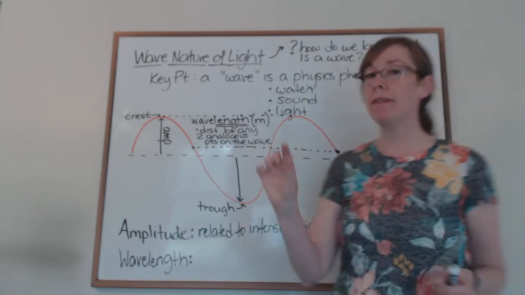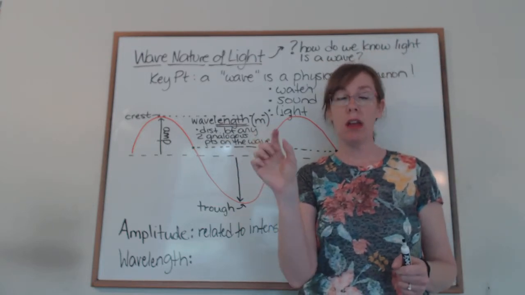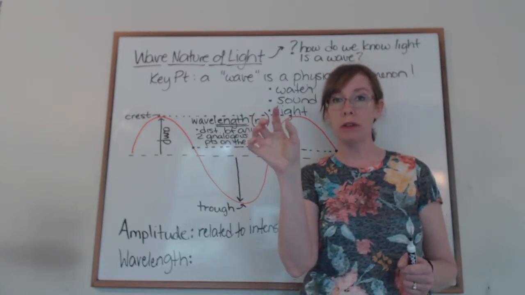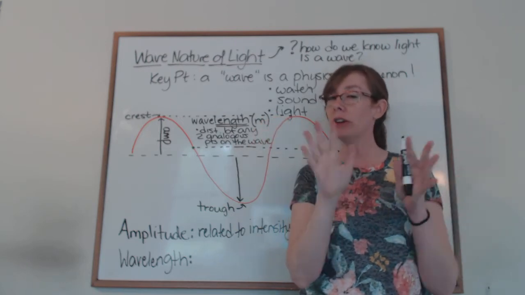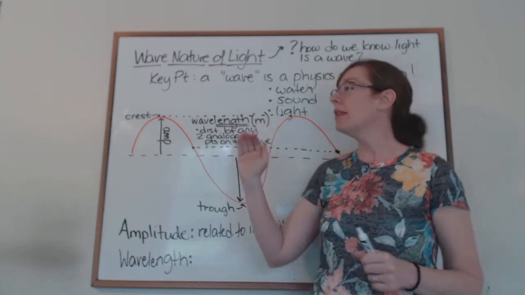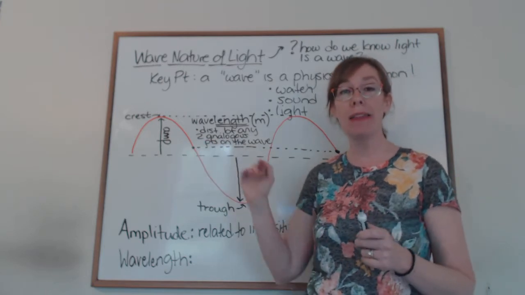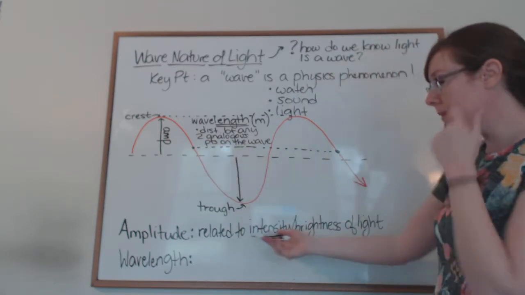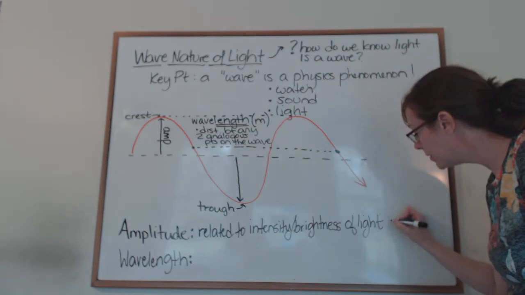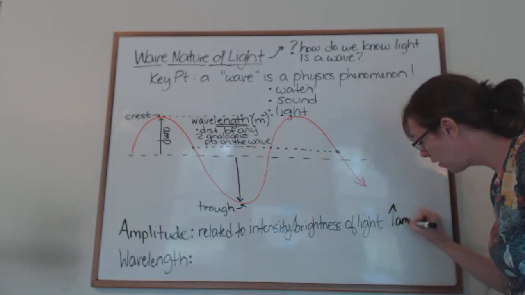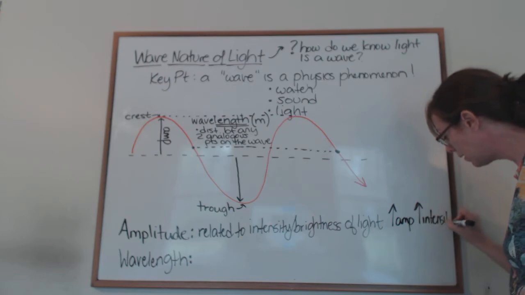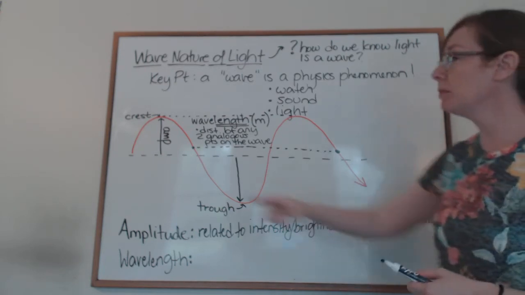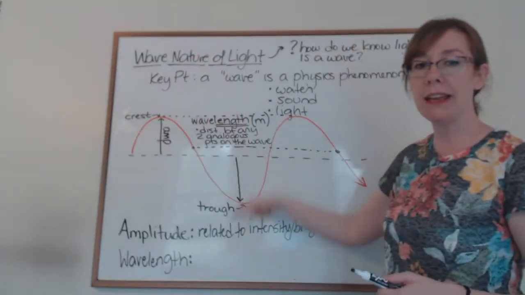All right, so if you have like a dimmer switch in whatever room, you are changing the brightness of the light. You're not changing the color or anything like that. You're just changing the brightness. That's related to the amplitude, how high the amplitude is. And as you might imagine, the higher the amplitude, the higher the intensity or the brightness of the light. So very high amplitude would be very intense light.